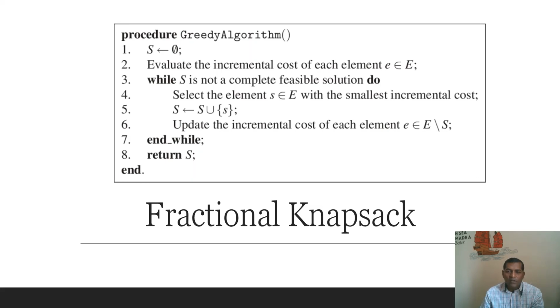What to do? Select the element from E, because these items have already been sorted, and we will be choosing the best element which has the smallest incremental cost. If it is suitable, then store it into the final array S, the final solution. Update the incremental cost of each element in E with respect to S, and we will keep doing it until we get the final result S for the fractional knapsack problem.